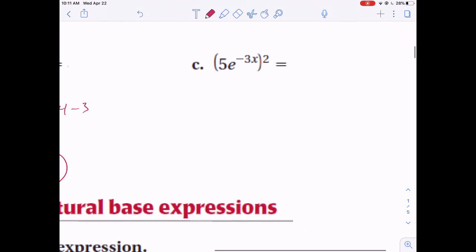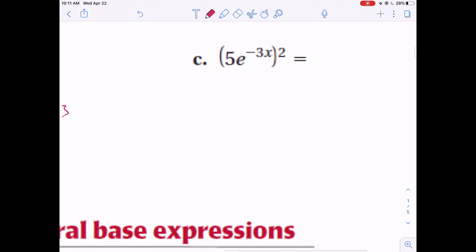And the last one here, you have 2 bases, and don't forget to distribute that 2 to the 2 bases. The 5 here, as well as the e. So you got to do both of those. So let's try that. So it'll be 5 squared. And then it's e, the negative 3 times positive 2 is negative 6x. Yeah, that's it. That's the first step.